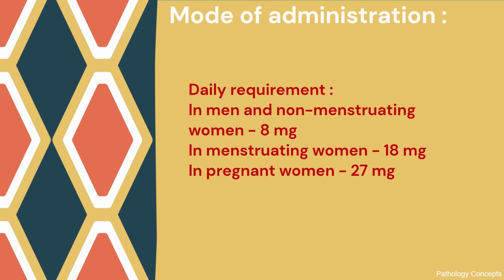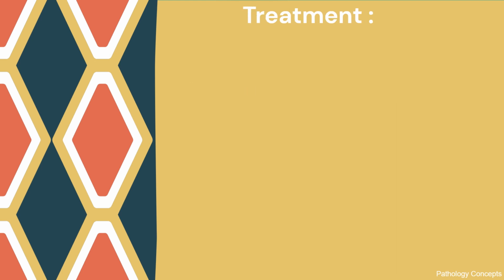The recommended daily requirement of iron in adults in men and non-menstruating women is 8 mg. In menstruating women, 18 mg, in pregnant women, 27 mg. The treatment of iron deficiency anemia.